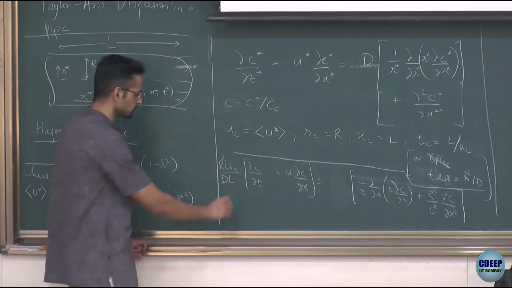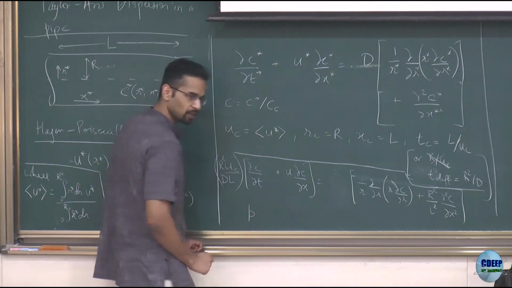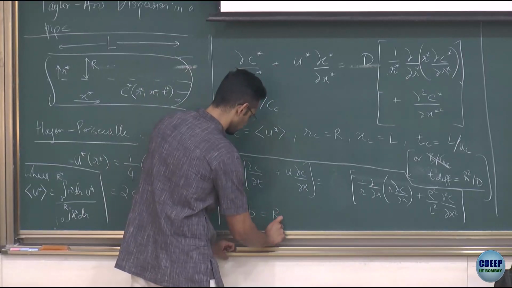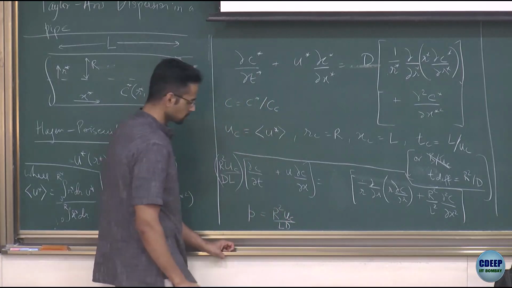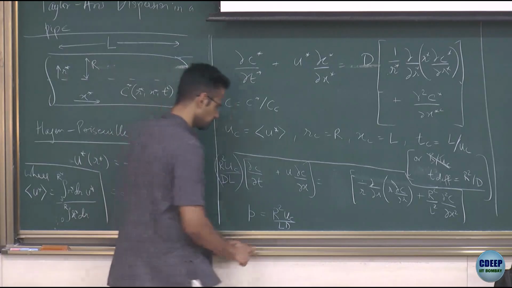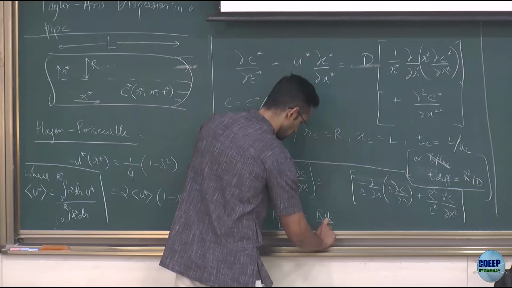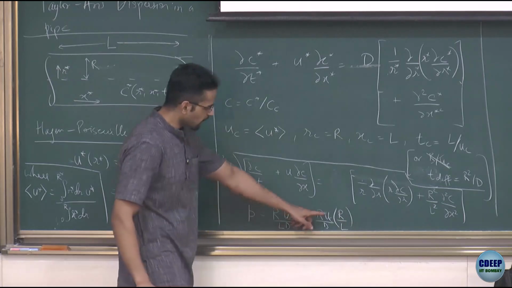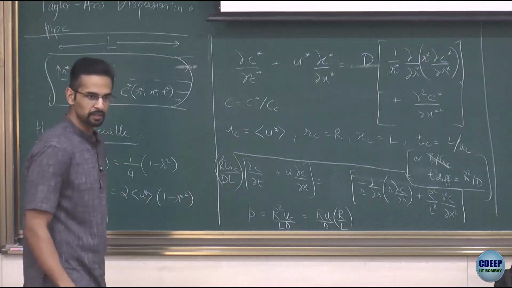Okay, so I have only one group now, this group. And this group I'm going to call small p. It's called the axial Peclet number. So UC of course I can choose whatever I've chosen it to be, the average velocity. And this I could have also written as, it is the same as this, right? So this RUC by D is what you can call the radial Peclet number, right?